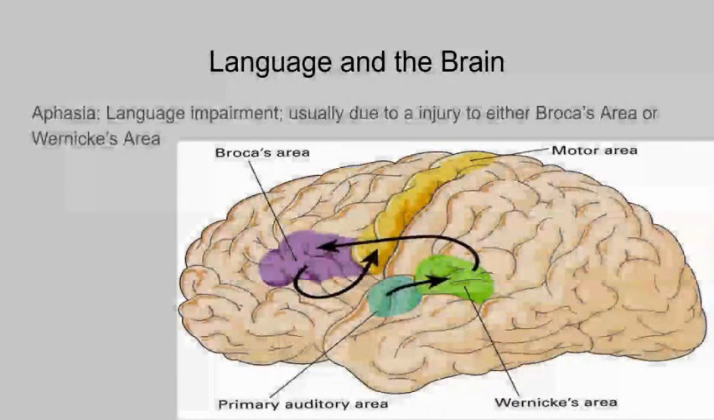Next, and we learned a little bit about this when we were doing the anatomy section of the brain, aphasia, language impairments. Okay, these are usually due to an injury or an illness in one of two places that has messed up the connectivity there. And again, that's Broca's area and Wernicke's area. Both of them are crucial to speech production and speech understanding.